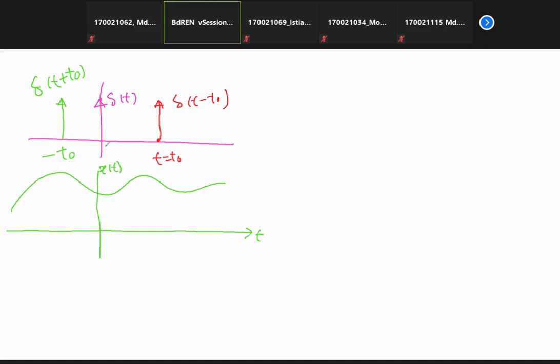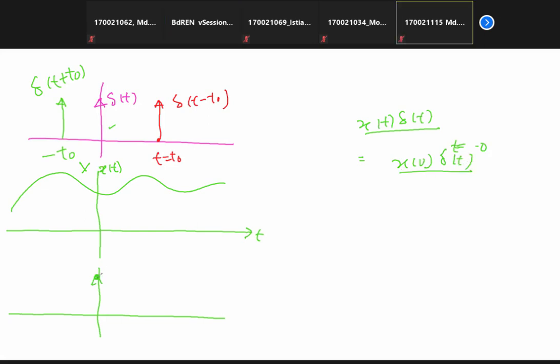Now initially consider the first curve, this one. If we multiply, for example, these two signals, what will be the result of this multiplication? There will be only a value at 0. That means you are multiplying a signal x(t) with delta(t). Your delta is at the origin. At the origin, t equal to 0, the value of your signal is x(0), and you are multiplying it by delta(t), isn't it?